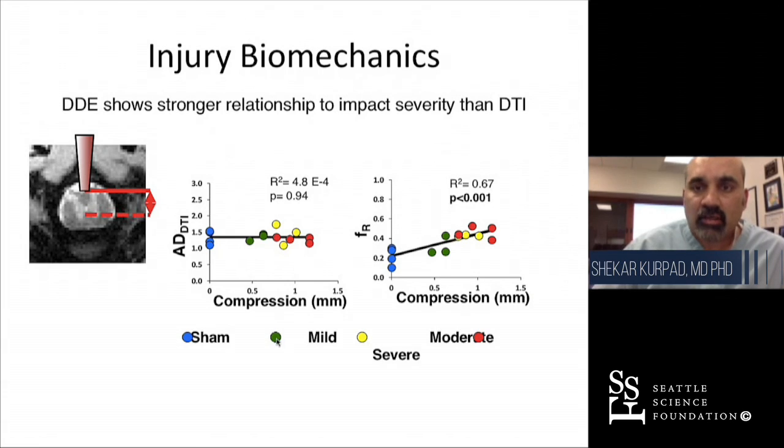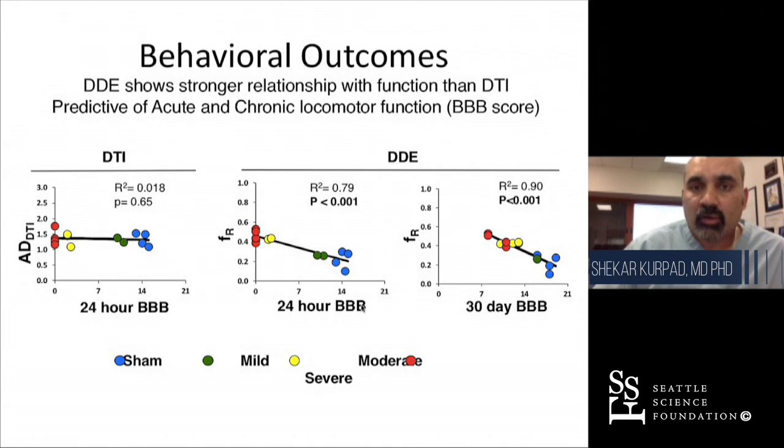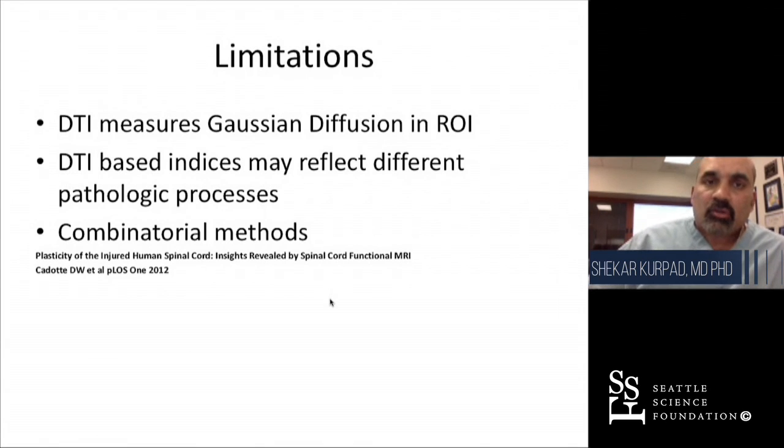In addition, there's a clear linear correlation of DDE with the degree of compression based on injury biomechanics, and there's also a better correlation as early as 24 hours with BBB scoring with the various severities of injury. So what are the limitations? It all sounds very good, but obviously any new technique has a number of limitations.